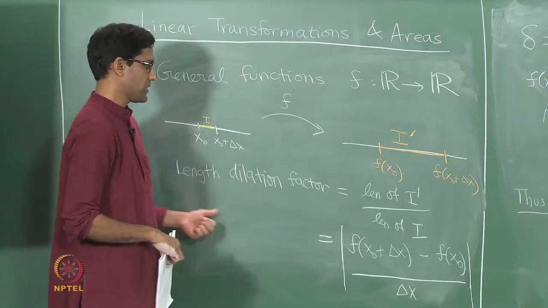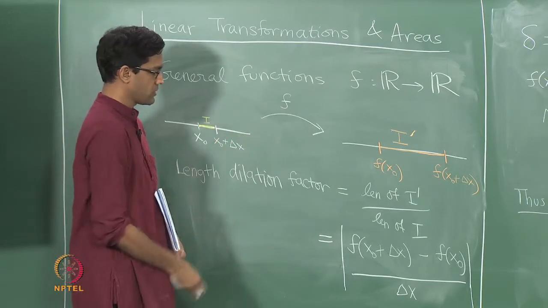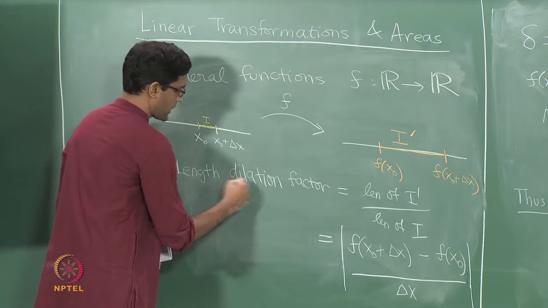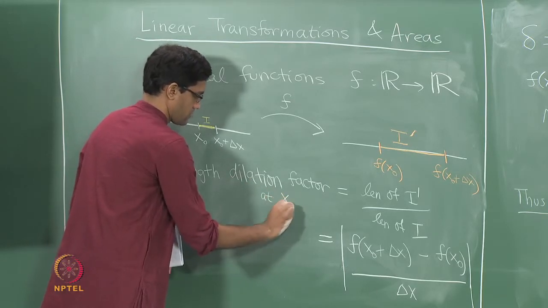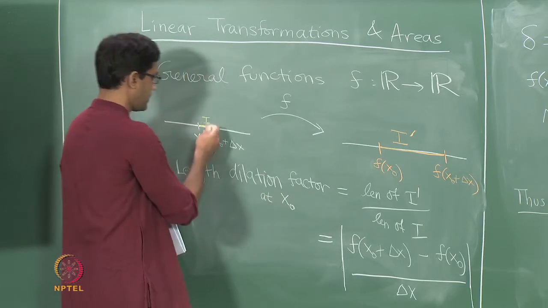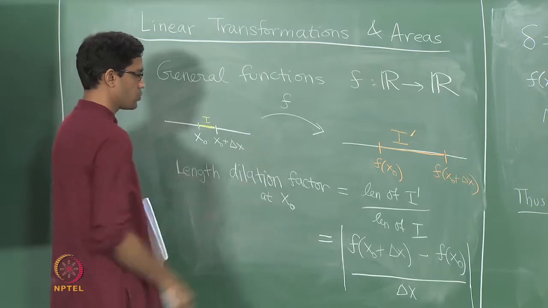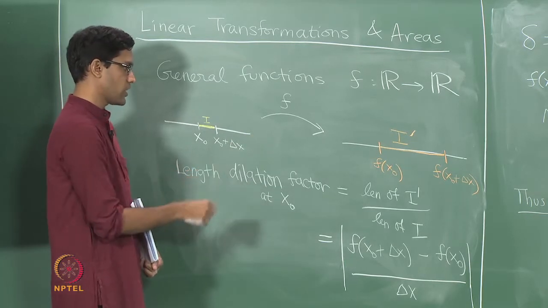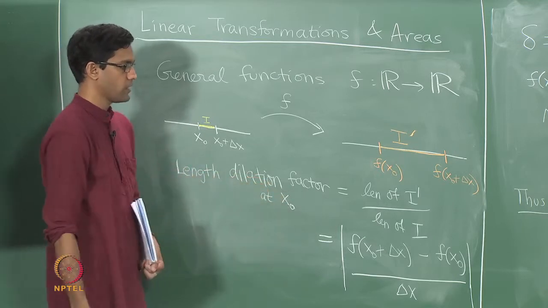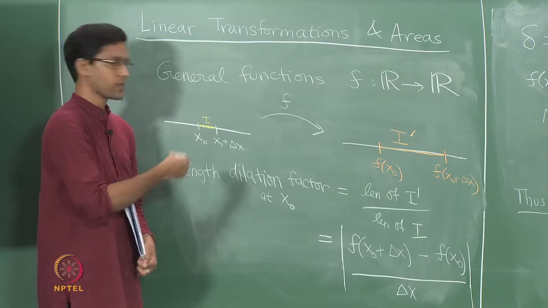So here is the answer, the length dilation factor comparing I with I dash. This is what we would sometimes call the length dilation factor at the point x0. Observe, if I change I to lie somewhere else, then of course the length dilation factor will have to take those two endpoints into account. So the length dilation factor at x0 is really this quotient here, and now I will think of delta x as being a smaller and smaller number.